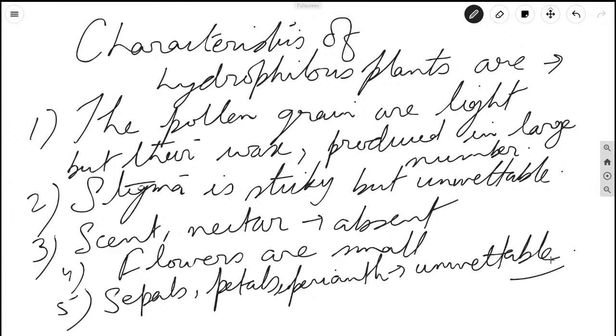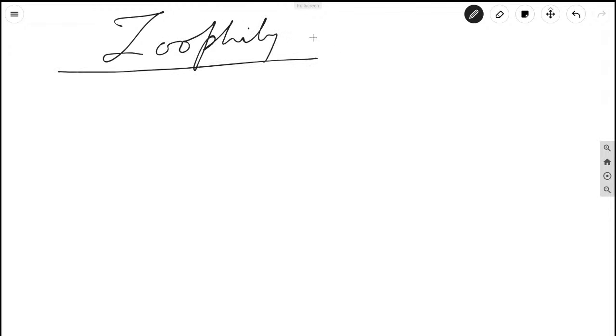If you talk about zoophily, the first one that comes to my mind is entomophily, the most important.